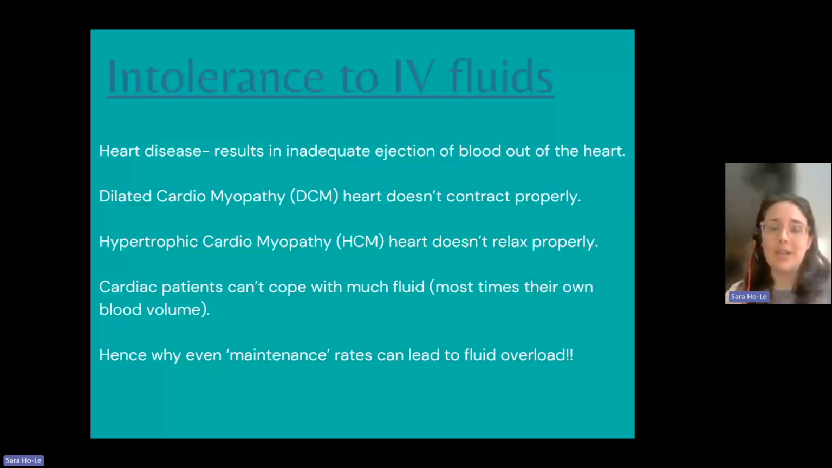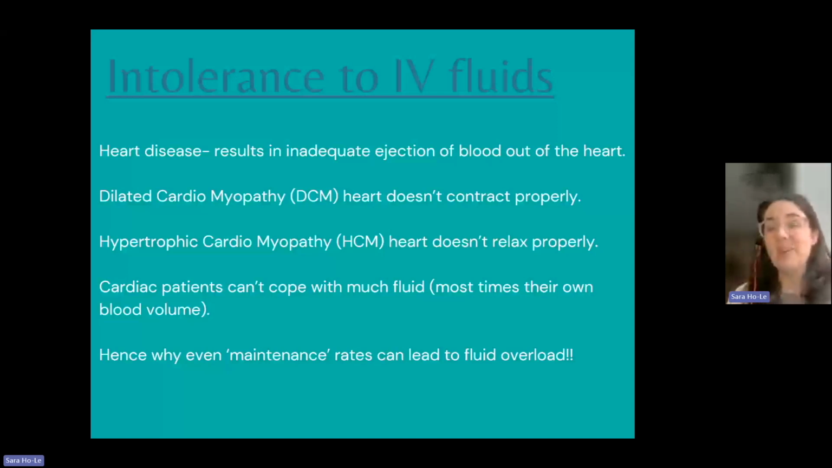So what we do know about cardiac patients is they can't cope with much fluid, and sometimes they can't even cope with their own blood volume. Their own blood volume even holds them back. So their heart is trying to pump their blood around their body, but it struggles, and fluid gets built up and it can collect in places like the lungs, which is that pulmonary edema that causes the crackles. So this is why we've got to look at even maintenance rates as not being safe. Maintenance rates still require monitoring.